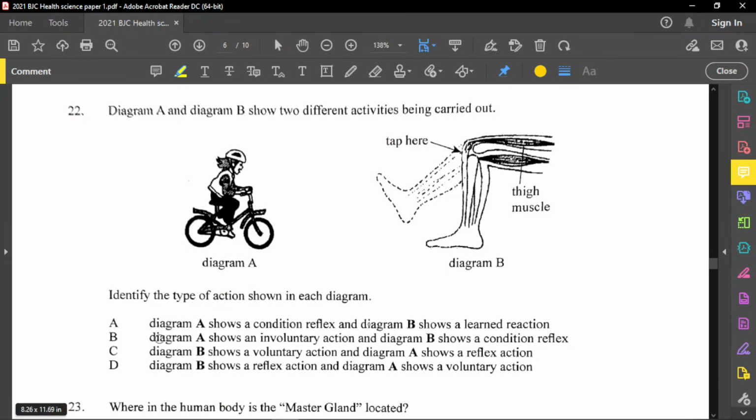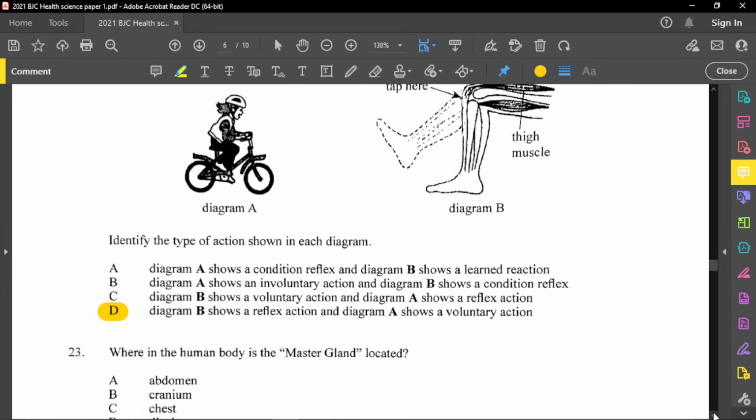All right, so here now, we say that diagram B is a reflex, so A and B will be wrong, because diagram A showing a conditioned reflex, no, and diagram A showing an involuntary action, no. C, diagram B shows a voluntary, which is not true. D, yes, because it says that diagram B shows a reflex and diagram A shows voluntary. So that is our correct answer right there.